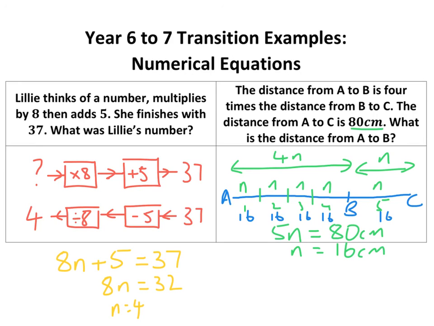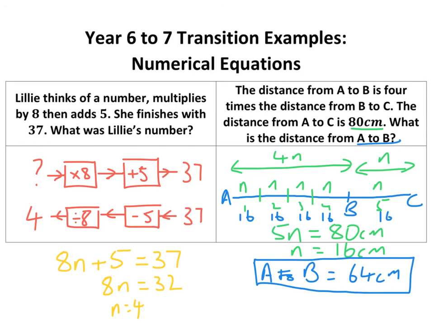From A to B, I want A to B, don't I? A to B is 64 centimetres. Right, so again, it's another thing that's actually much easier using something called algebra. But you can work it out just numerically, like I just showed you.